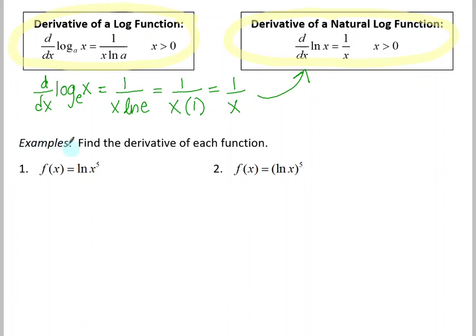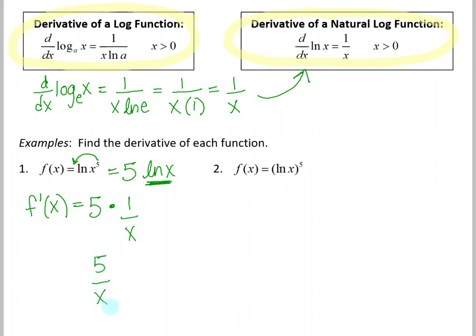Let's take a look at some examples. Find the derivative of each function. Number 1, f of x equals natural log of x to the 5th. Now with log functions, we want to remember properties we can use, like the exponent for what's inside the log can be rewritten as a coefficient, and really this can look like 5 times the natural log of x. Then, when we take the derivative, f prime of x, it's just a constant multiple times the derivative of the natural log of x, which we know is just 1 over x. So of course we have a derivative, but we can simplify to 5 over x.